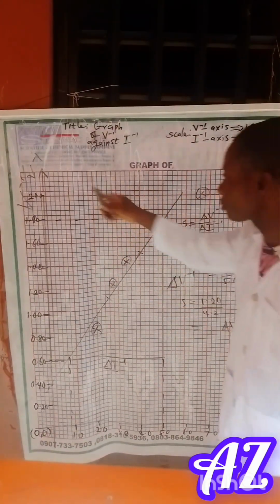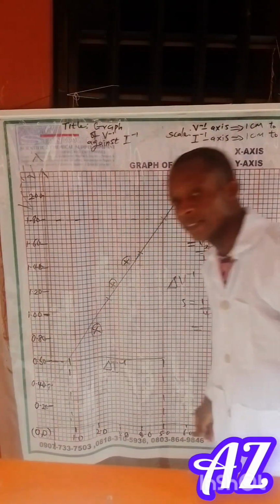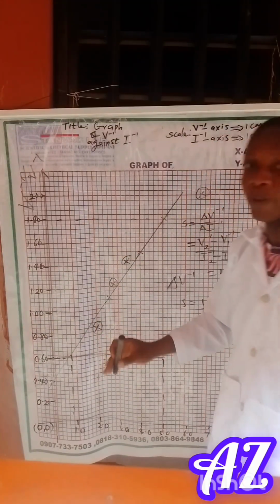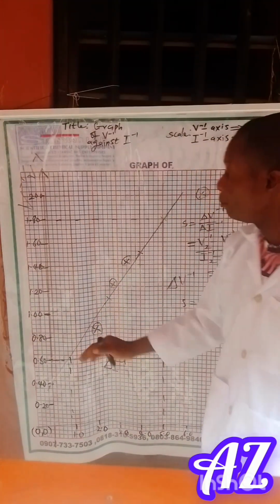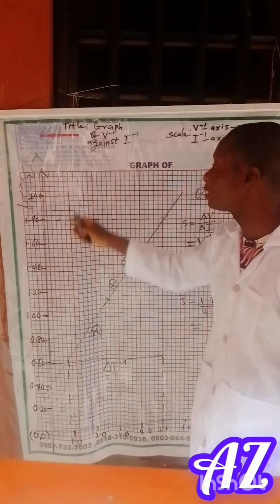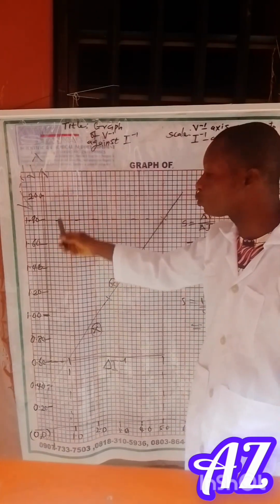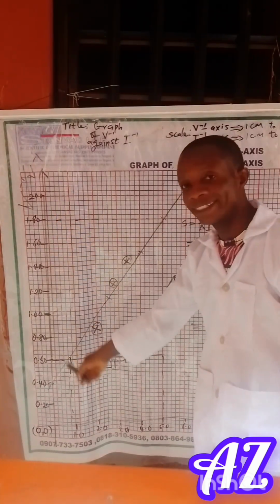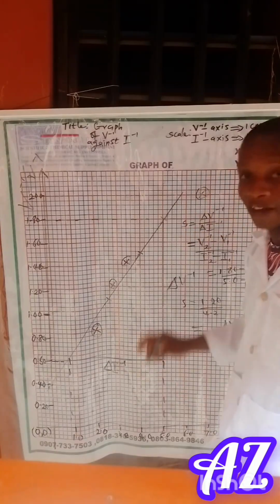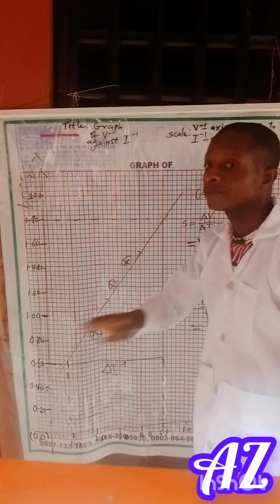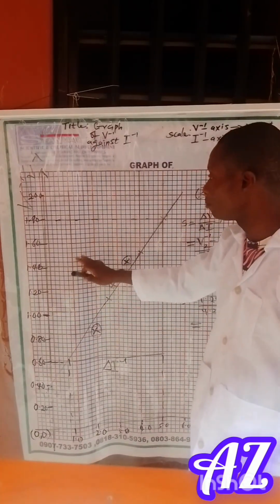Then properly choosing your scale. Choose it such that your graph will occupy at least 1/3. It can occupy the entire graph, no problem, but your graph should not be too small. It should occupy at least 1/3 of the entire graph page. If you don't do that, you are already losing marks.